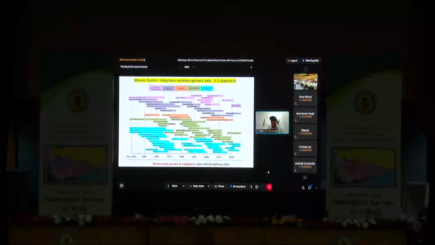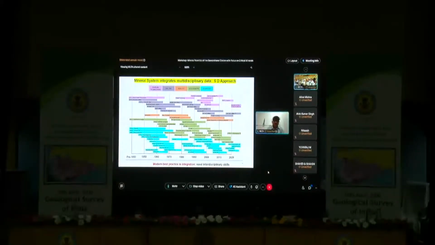In this context, many people are working, but academic people alone cannot do these things. Without GSI it is not possible. GSI and other organizations who work with the subsurface provide the dimension. Without that dimension, deposit discovery is not that easy. You have to have third-dimension data.